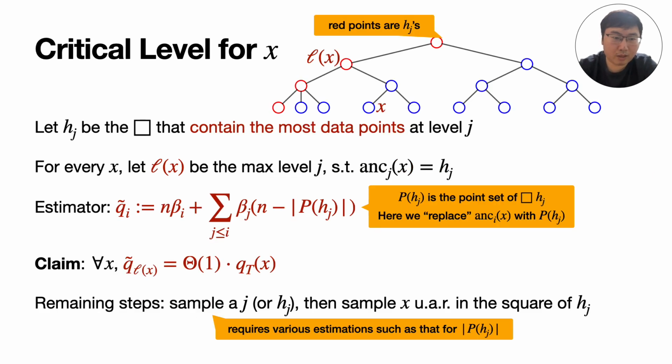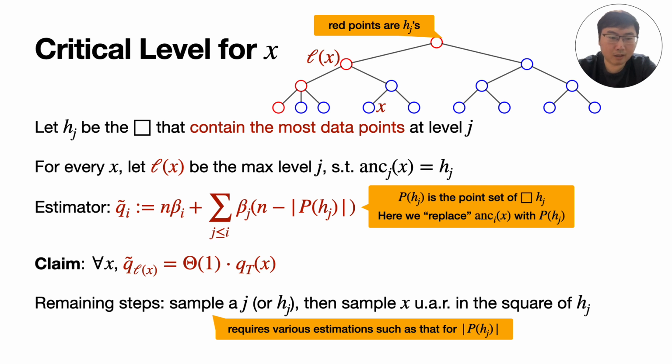So now we need to find this critical level for every data point x. To do that, we first define hj as a node in the tree which contains the most data points in level j. As in the picture at the top of this slide, the red circles are the hj's in each level, basically the nodes that contain the most points. Now let L of x be the critical level, which is the max level j such that the level j ancestor of x is hj. You can see an illustration in the picture.